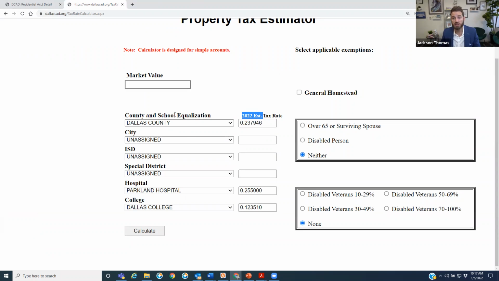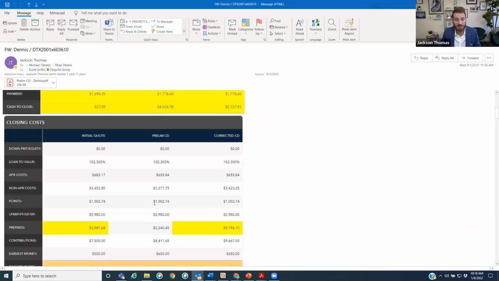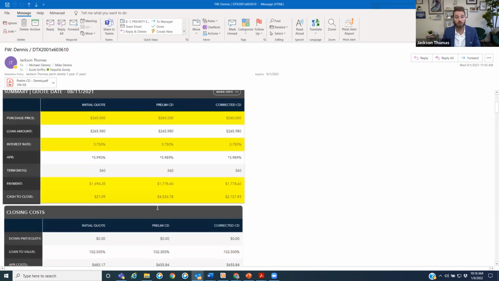Because otherwise what's going to happen is the buyer is going to be putting in the property taxes at the 2021 rate, the seller's putting in at the 2020 rate, and there's a shortage. That is what was happening in this particular case with Dennis: the seller tax proration was off by about $900, $1,000, which in this case was the difference between getting an approved loan or not, right?